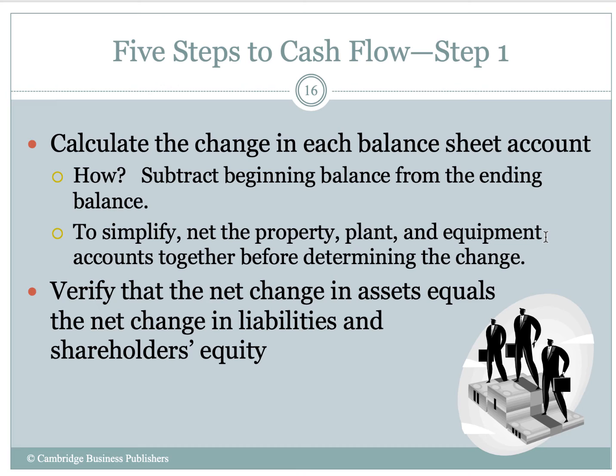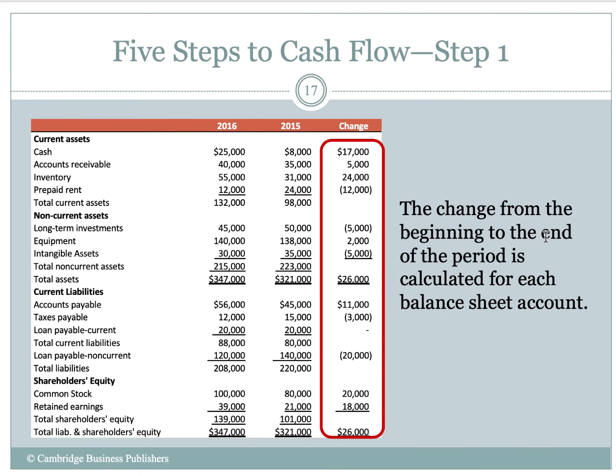Okay? And then the other thing that we need to do within this first step of calculating those changes in the balance sheet is to verify that the net change in assets will equal the net change in liabilities and shareholders' equity. So we're just making sure that the accounting equation holds. So here's the product, if you will, of step 1, right? We look at the change from the beginning to the end of the period. We take the ending, subtract out the beginning, and that tells us if that account went up or went down. That's it. Pretty simple, right?